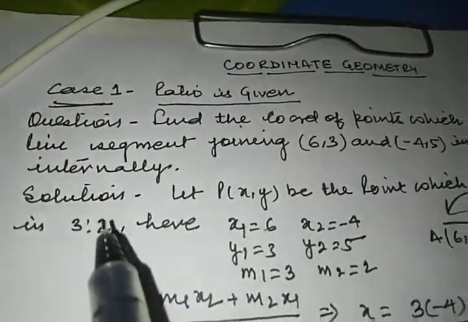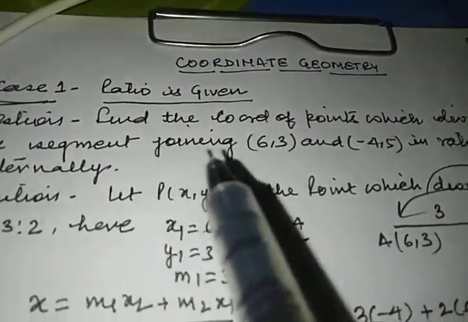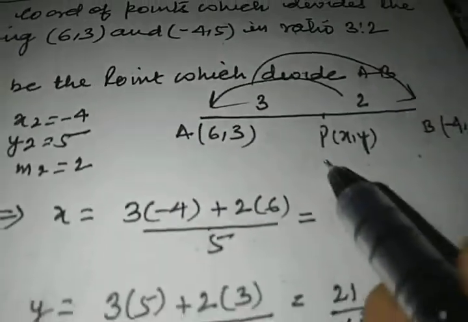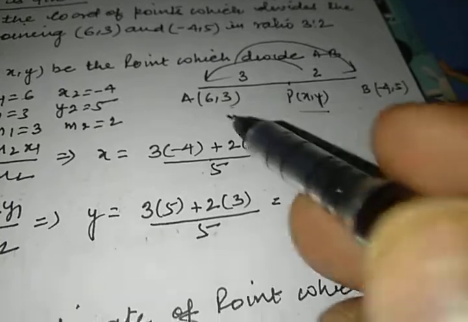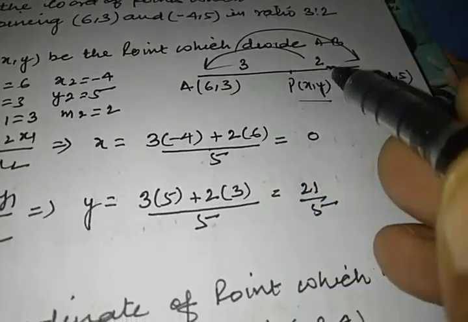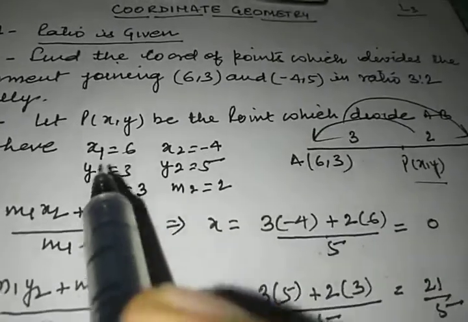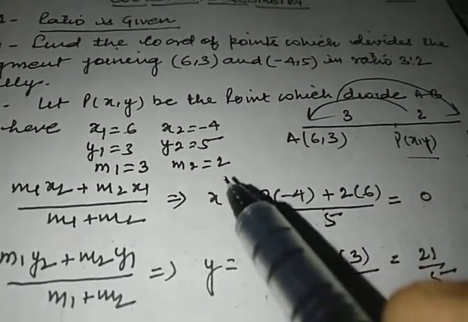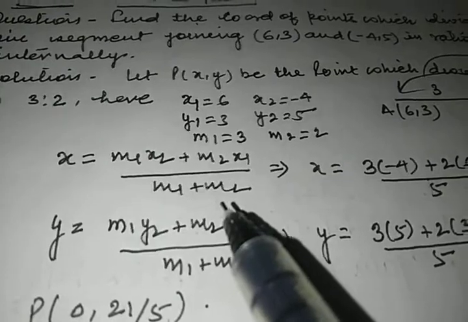See the solution here. He is asking to find the coordinates of the point which divides the segment. This is a straightforward formula: A you know, B you know, ratio you know, so directly apply the formula. I have put the values x1 is 6, y1 is 3, m1 is 3, x2 is -4, y2 is 5, m2 is 2. Use x equal to (m1 x2 plus m2 x1) upon (m1 plus m2).